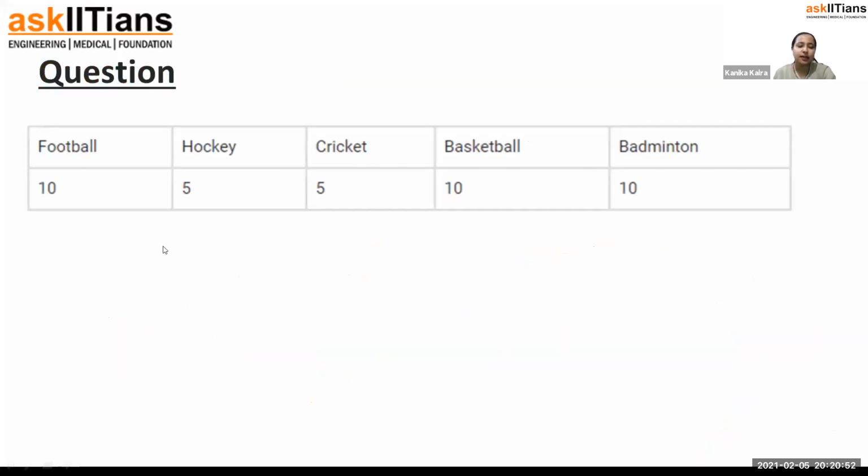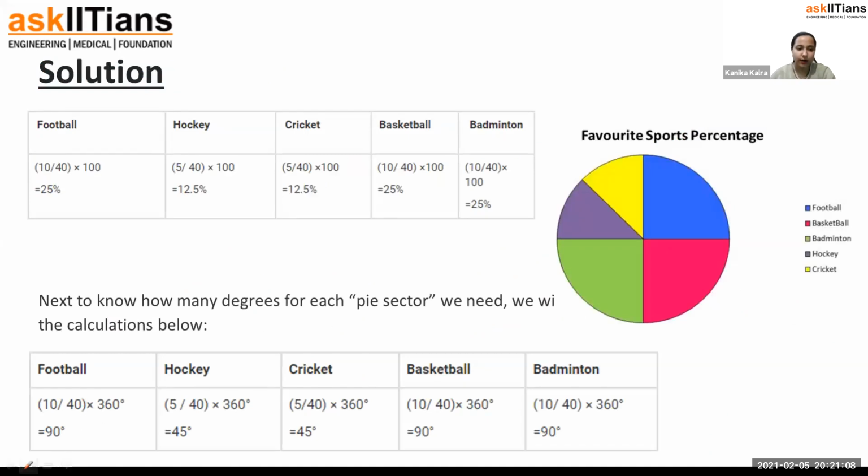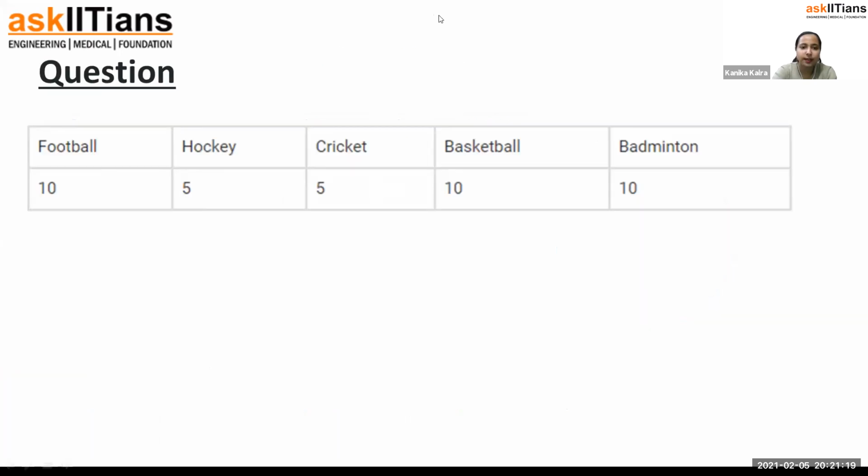In this case, there are different sports given to you and how many people like these sports. So we have to represent this data in the form of a pie chart, and let's see how to calculate the angles as well. All right. So according to the table given, the total number of people was 40. Like you can see, it would be 10 plus 5 plus 5 plus 10 plus 10. So the total comes out to be 40.